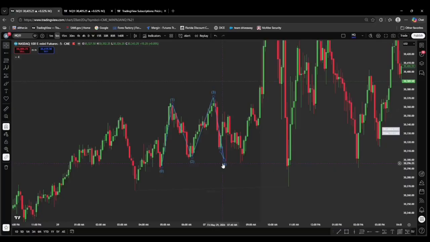Does it always happen like that? No, because we know that trading is a probability game. But I have taken trades off of that. But don't do that just alone. Okay?